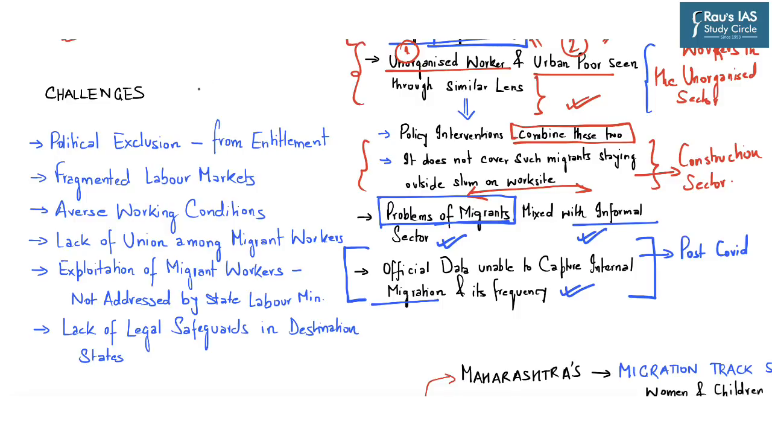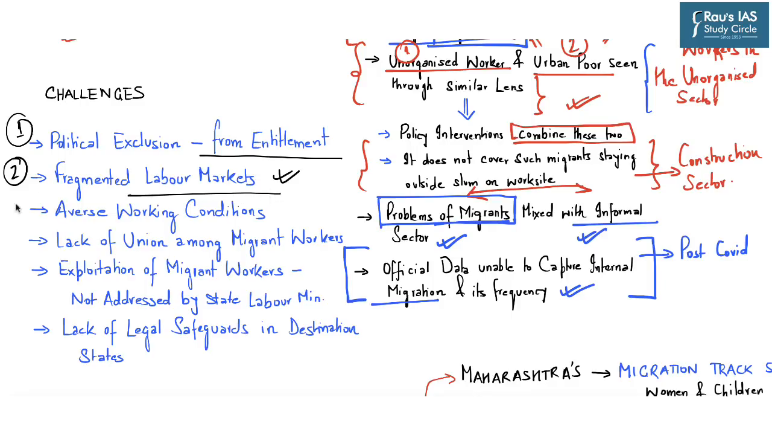Now, these constraints have also led to various challenges for the migrant workers. The first of these challenges includes their political exclusion in the destination states from various entitlements provided by that particular state government. The second challenge is regarding a fragmented labor market. And because of this, they also face economic issues as it is often difficult for these migrant laborers and migrant workers to find jobs in the destination states.